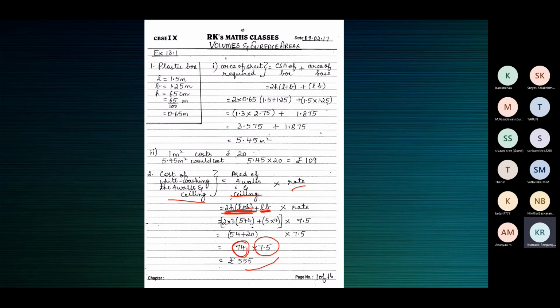So in both these questions, of the 6 surfaces, one is not included, because in the plastic box, the top was open. So it's the area of the 4 walls and the area of the bottom. In the case of a room, the floor is not painted or whitewashed. It's the 4 walls and the ceiling. So whatever is to be whitewashed, only that area you have to find. You cannot use the formula to find the total surface area of the room, because all the 6 surfaces are not whitewashed, only 5. So 4 plus 1: 4 walls, that formula, plus 1 more, add both.